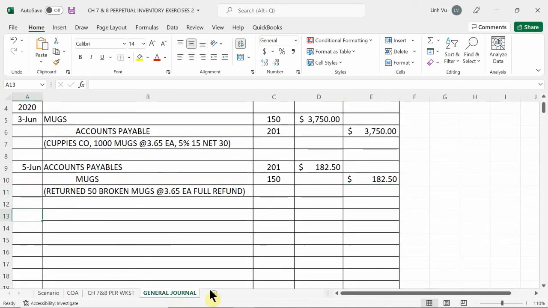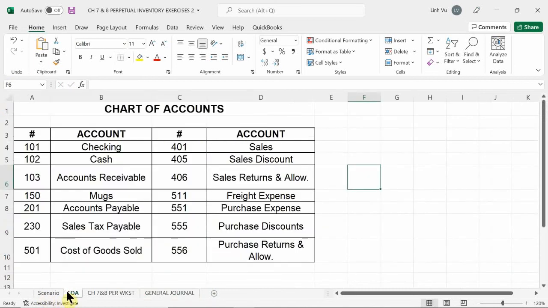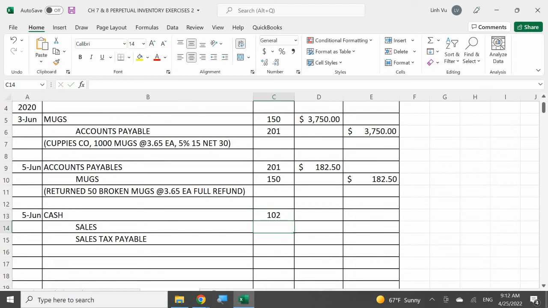So we got cash. We have sales and sales tax. So cash, sales, and sales tax.